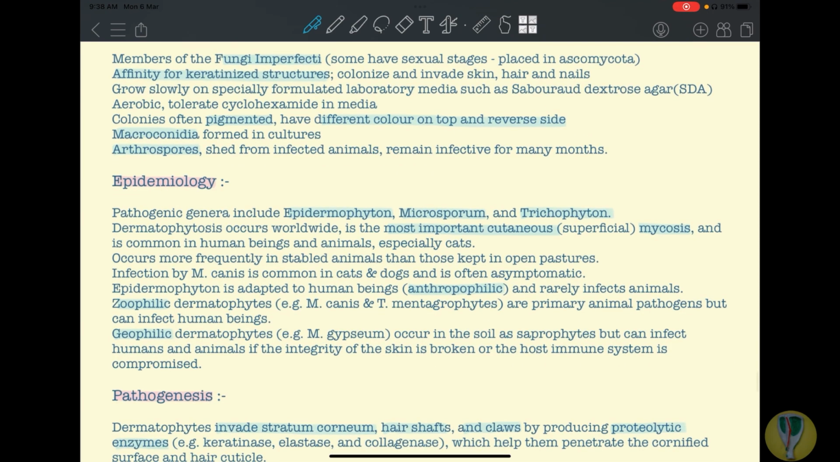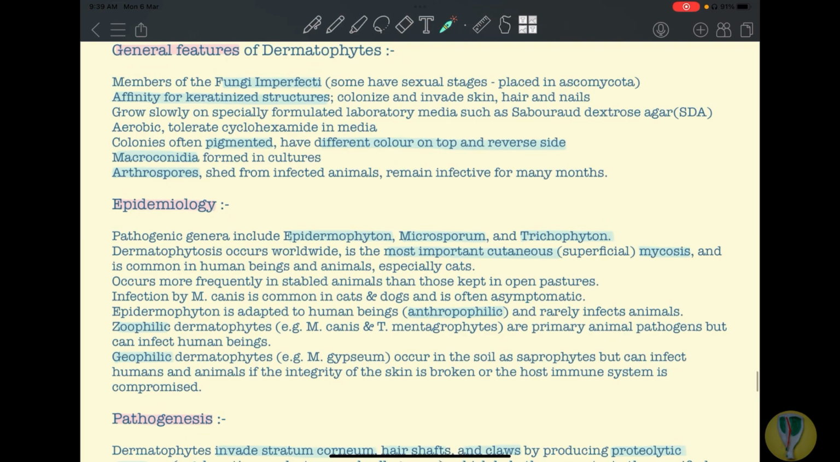Now let us come to epidemiology. So the pathogenic genera include Epidermophyton, Microsporum, and Trichophyton. Dermatophytes occur worldwide, so they have a worldwide distribution and they are the most important superficial mycosis in human beings and animals, especially cats. Okay, so dermatophytes cause superficial mycosis.